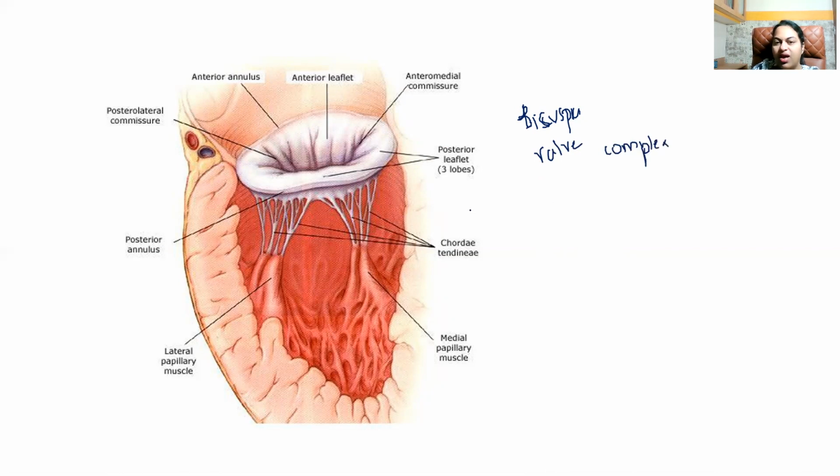To start with, the orifice is nothing but separating the left atrium from the left ventricle, and then the annulus. What is the annulus? The collagenous base to which the cusps are going to get attached. So third, you have the cusp or the leaflet. The anterior cusp of the tricuspid valve is largest, okay? And the septal cusp is the smallest.